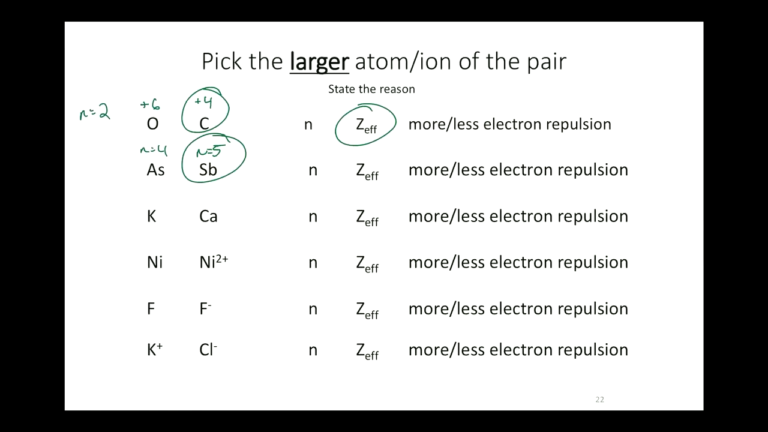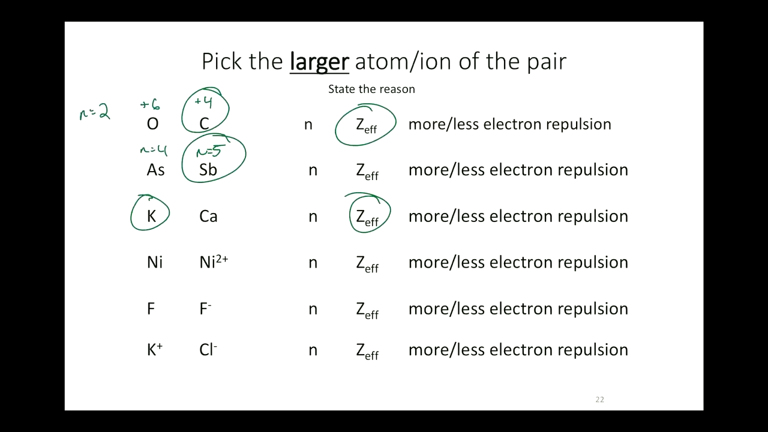All right, next, potassium and calcium. Which one's bigger? Potassium, why? Z effective. We went to Z effective because potassium and calcium have the same N value, the same energy value, so the next criteria is Z effective.